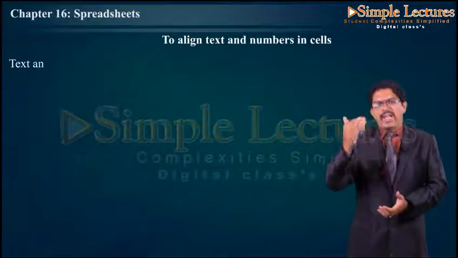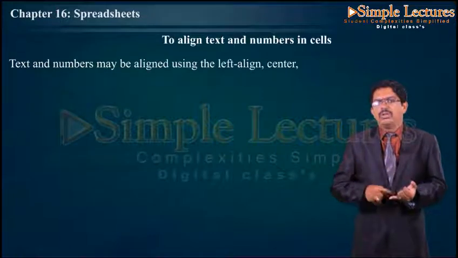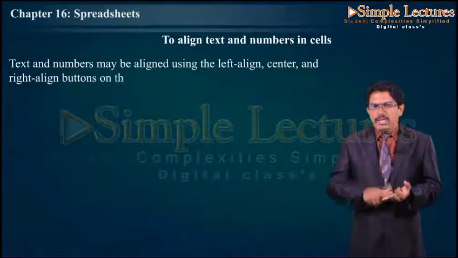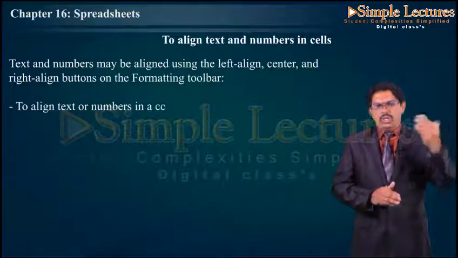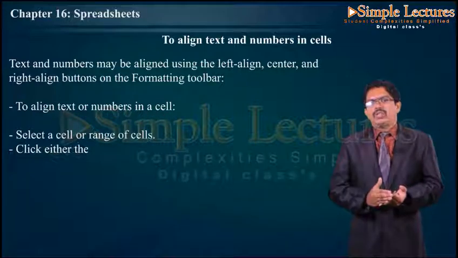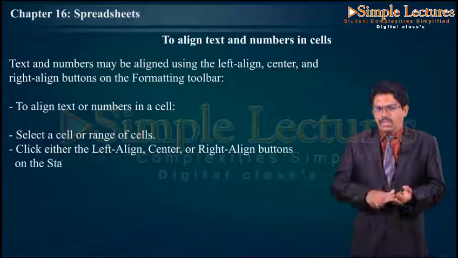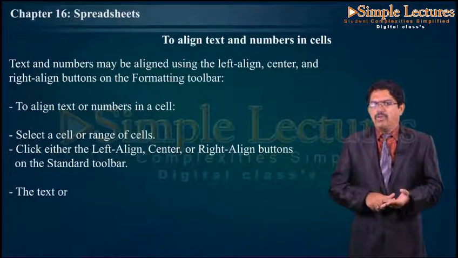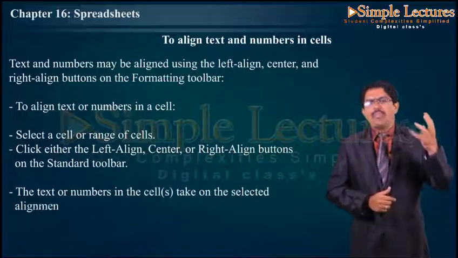Text and numbers may be aligned using the left align, center, and right align buttons on the formatting toolbar. To align text or numbers, select a cell or range of cells. Click either left align, center, or right align on the standard toolbar so that the text will be aligned.